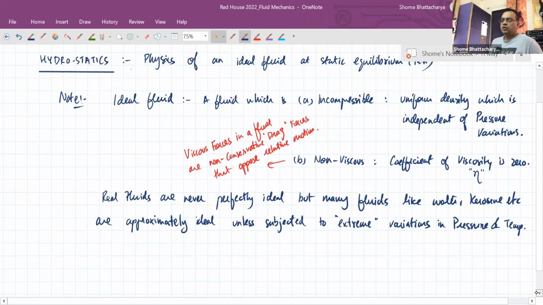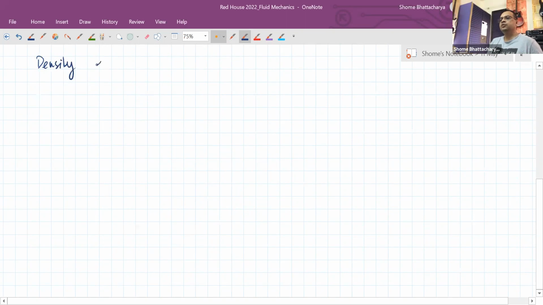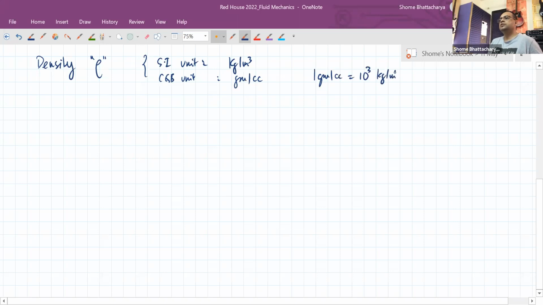Now, one of the significant properties of an ideal fluid, which we already talked about, is density. Density will be denoted by rho. As you know, the SI unit for density is kilogram per meter cube, and the CGS unit is grams per cubic centimeter. You should remember the conversion, that 1 gram per cc is equal to 1000 kg per meter cube.